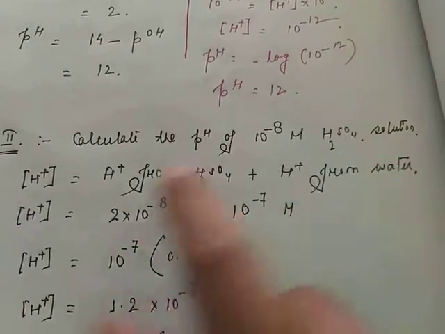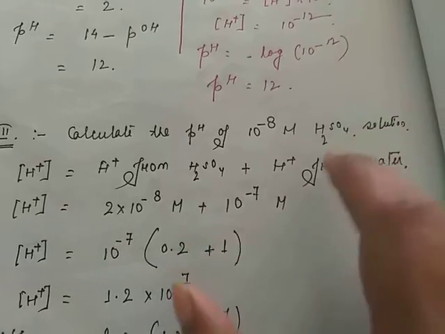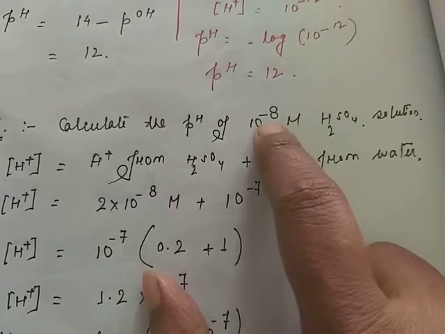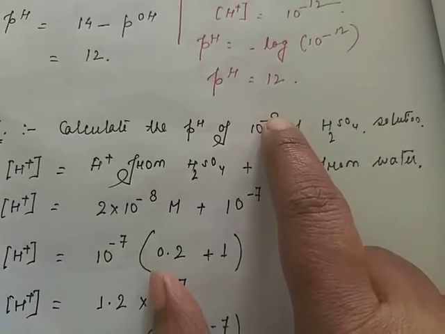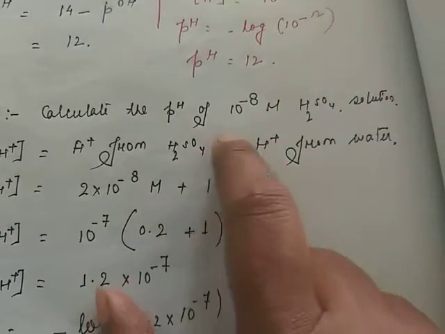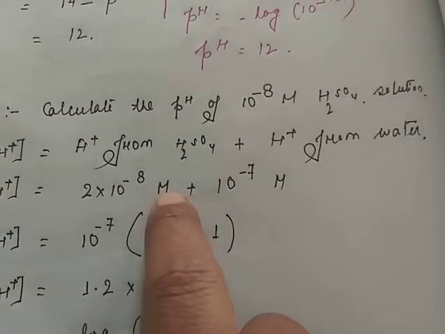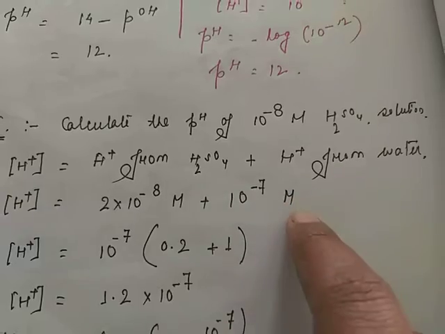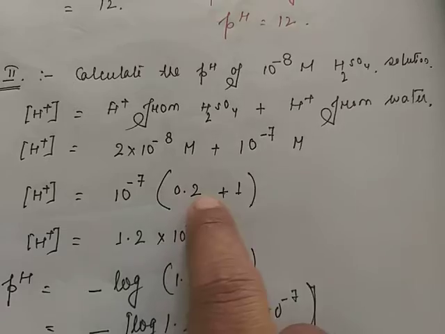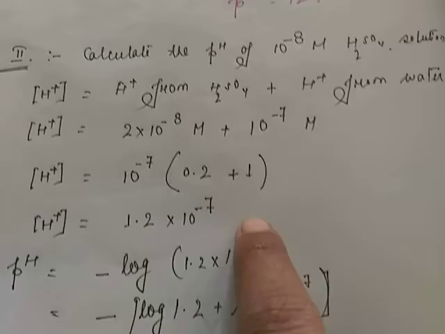Since it is sulfuric acid, the total concentration of H plus is the H plus ion from sulfuric acid as well as the H plus ion from water. From sulfuric acid, the concentration is 10 to the power minus 8. In the fully dissociated state, 1 mole of sulfuric acid gives 2 H plus. So the concentration of H plus from sulfuric acid is 2 into 10 to the power minus 8 M, and from water it is 10 to the power minus 7 M. By taking common 10 to the power minus 7, we have 0.2 plus 1. That means H plus is equal to 1.2 into 10 to the power minus 7.